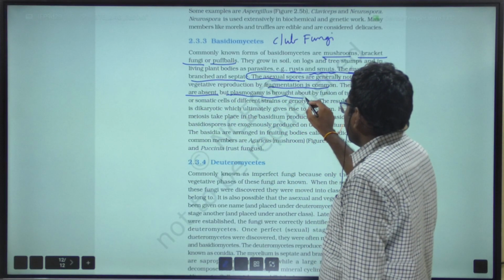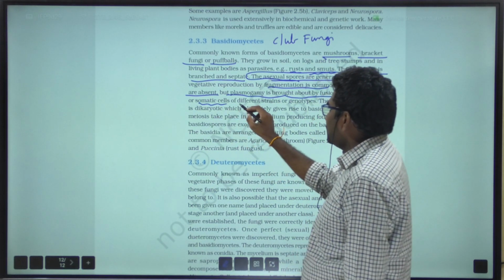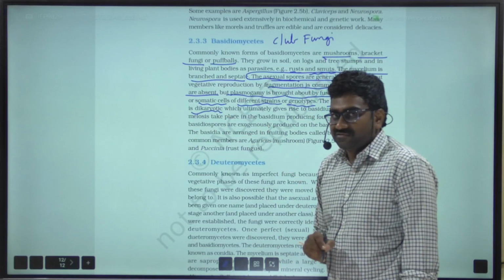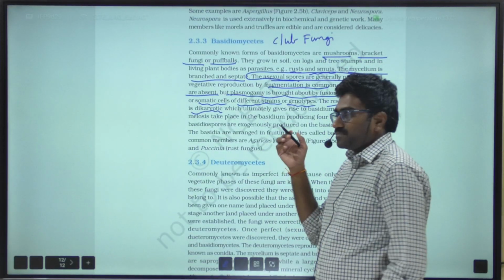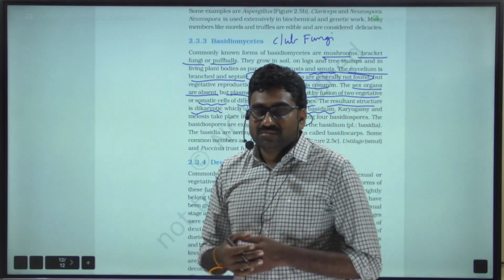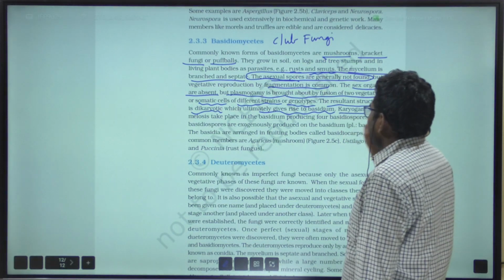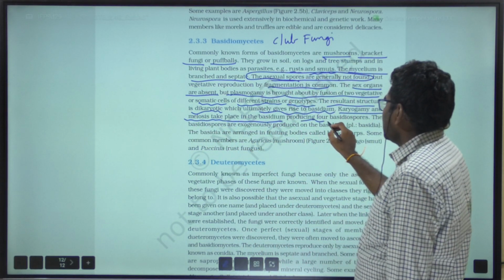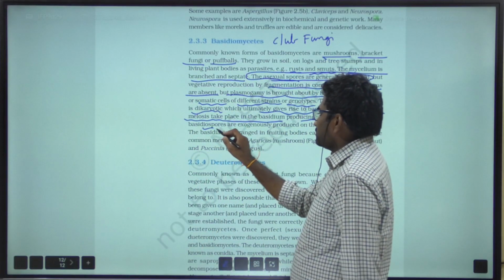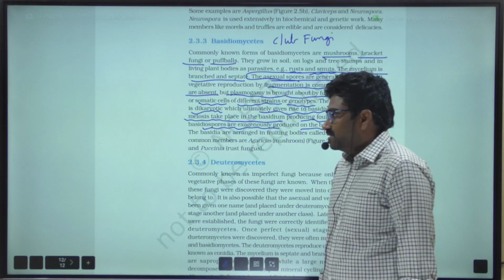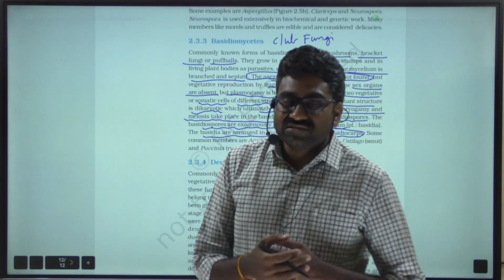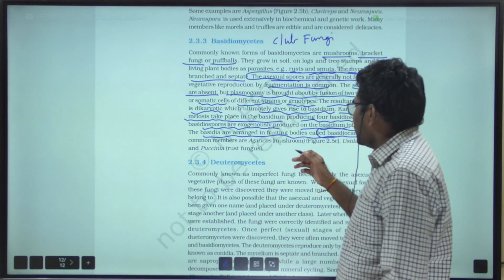Plasmogamy is brought about by fusion of two vegetative or somatic cells of different strains or genotypes. The resultant structure is called dikaryotic. As we studied in the introduction, the dikaryotic stage is observed in Ascomycetes and Basidiomycetes. This ultimately gives rise to the basidium, and on the basidium, basidiospores are formed. Karyogamy and meiosis take place in the basidium, producing 4 basidiospores, produced exogenously. The basidia are arranged in fruiting bodies called basidiocarps. In Ascomycetes the fruiting body is the ascocarp, whereas in Basidiomycetes it is the basidiocarp.